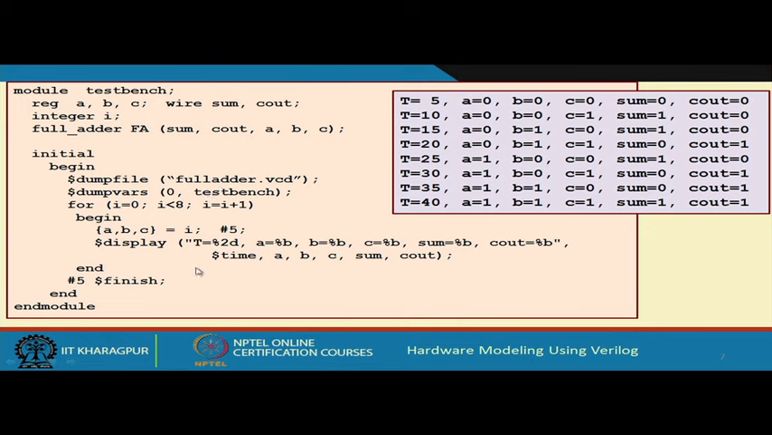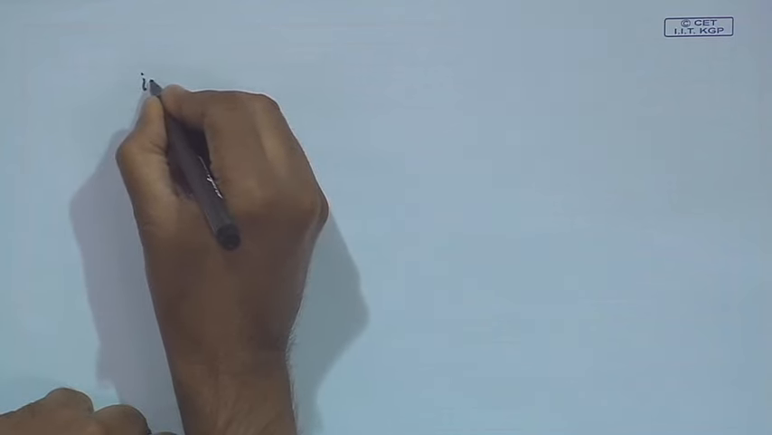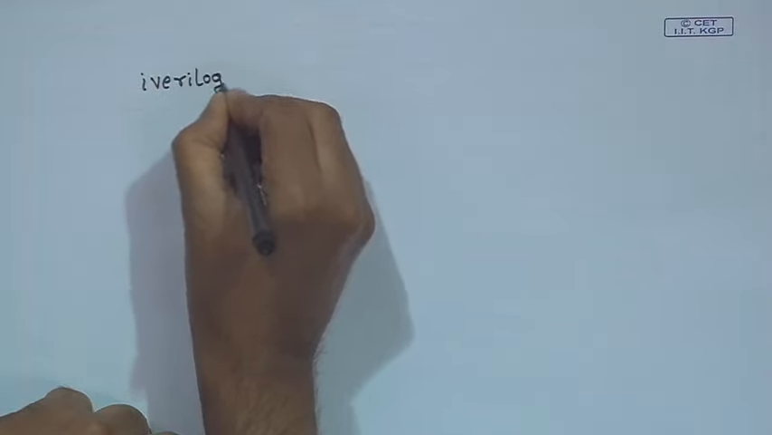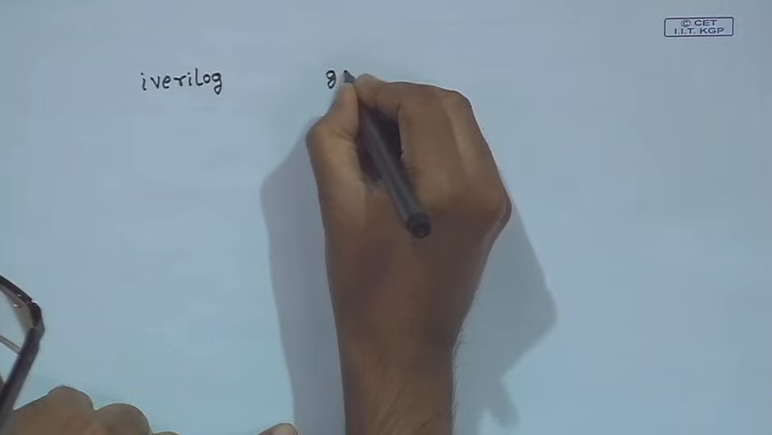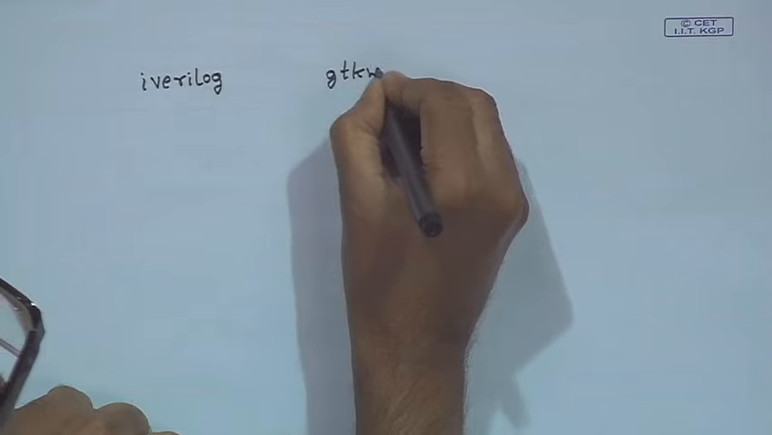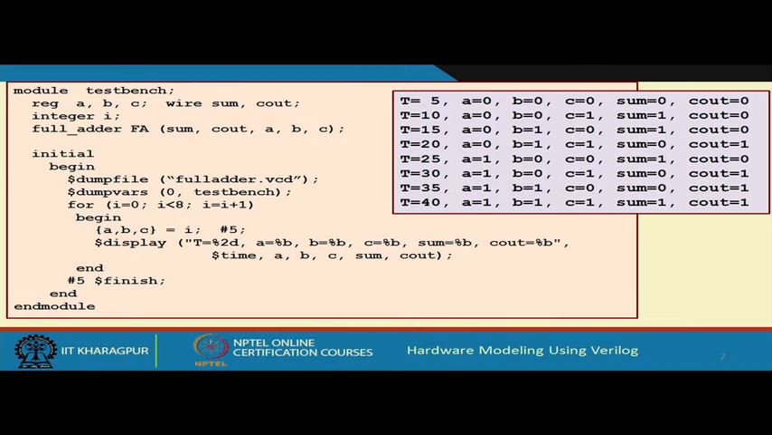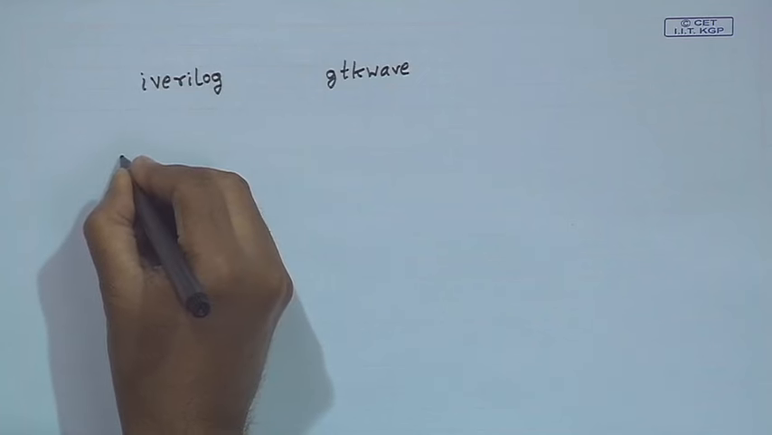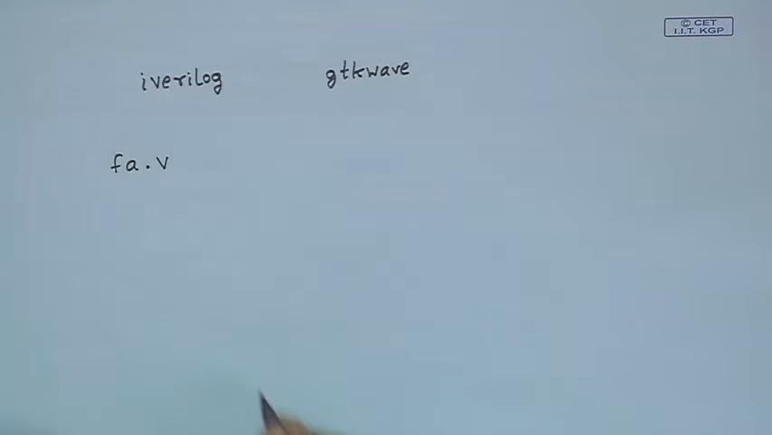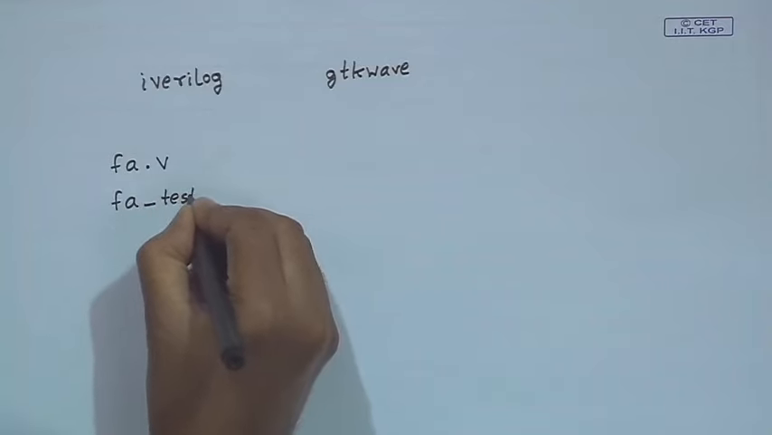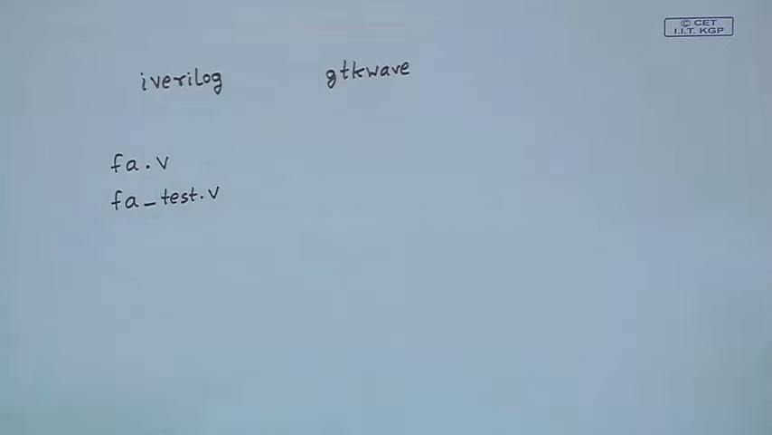Okay? So, well, just I recall one more thing, that I asked you earlier that you can carry out simulation using the iVerilog tool, the Icarus Verilog, and you can view the waveforms using GTKWave tool. So, just for this example, let us say my original file was fulladder.v and the test bench that I wrote was fulladder_test.v. So, for simulation, what are the commands I am giving?